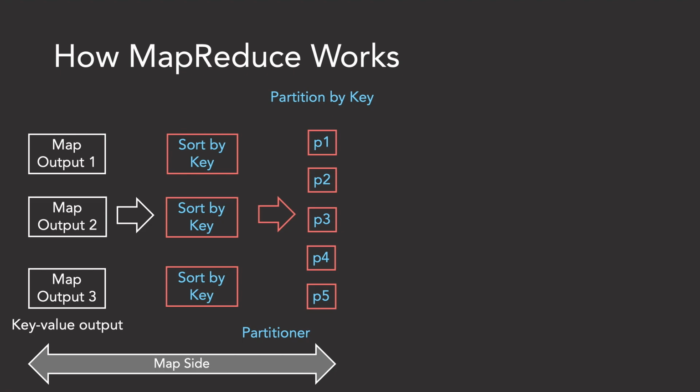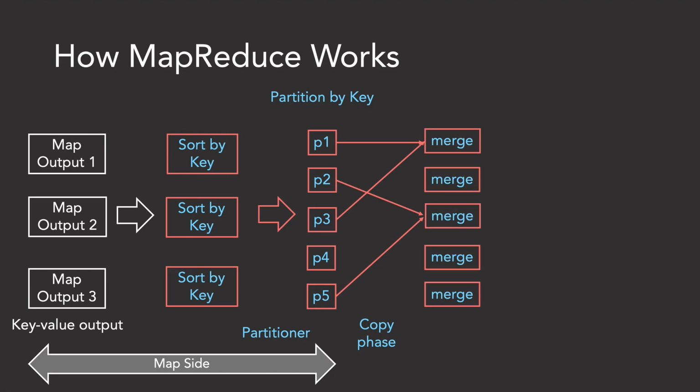After the partition is done, it will be copied over to their corresponding reducers, which is called the copy phase. After it reaches the reduce side, it will do a merging of these partitions, because there can be multiple partitions coming in from the map side to the same reducer. So partition number 2 and partition number 5 have gone to this reducer node. Partition number 1 and partition number 3 have gone to this reducer node. After all the partitions are received, they will be merged together.